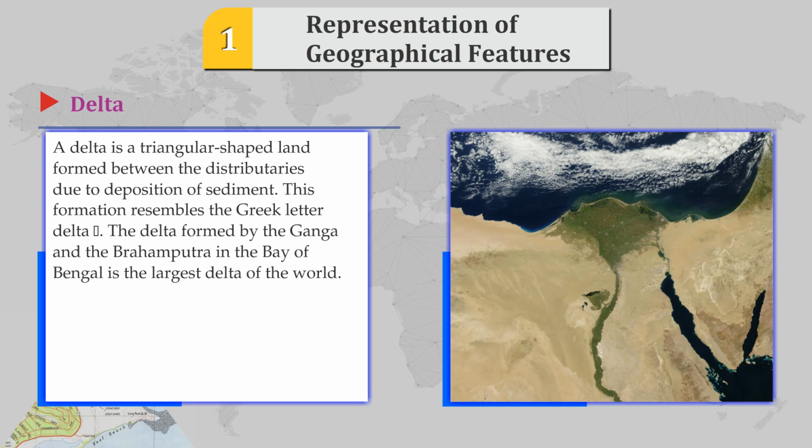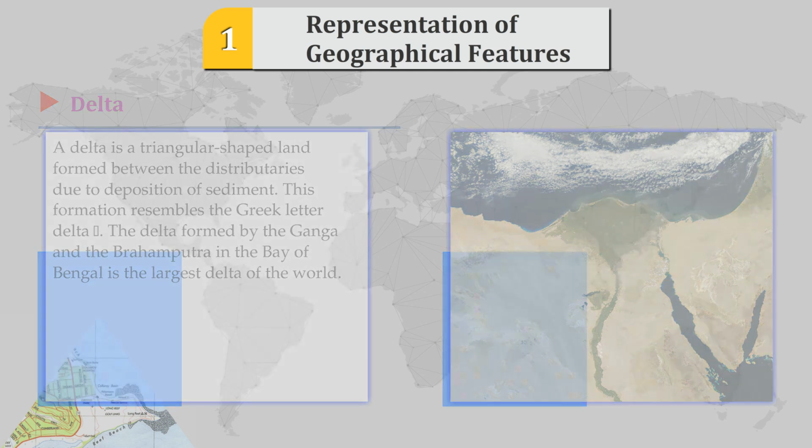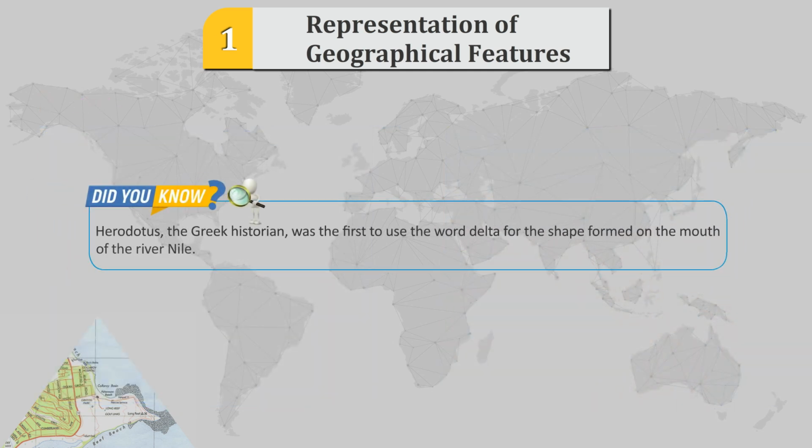Delta. A delta is a triangular shaped land formed between the distributaries due to deposition of sediment. The formation resembles the Greek letter delta. The delta formed by the Ganga and the Brahmaputra in the Bay of Bengal is the largest delta of the world. Did you know? Herodotus. The Greek Herodotus was the first to use the word delta for the shape formed at the mouth of the river Nile.